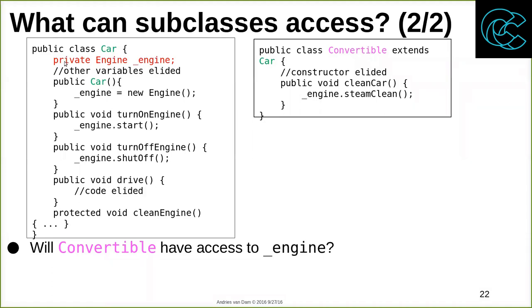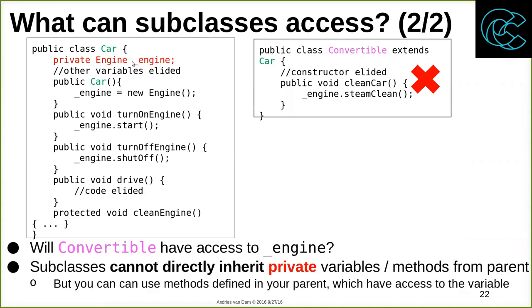But because it is private, this should not happen. It will not have access to the private methods or classes, right? So the answer to this is false, or it cannot have access because you are using engine, which is a private instance variable of car.